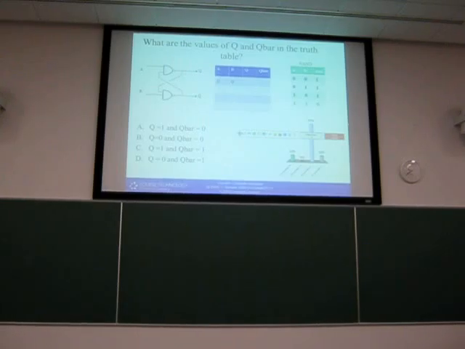Majority says it's C, in which case both outputs Q and Q bar are the same. What is the name of that state we call? Is it the stable state? Memory state.